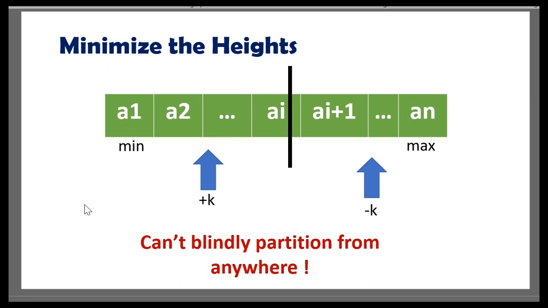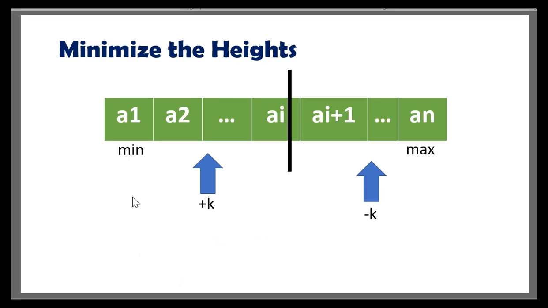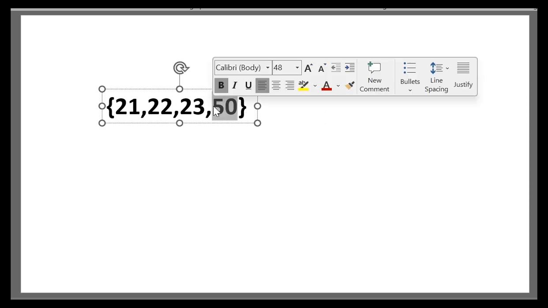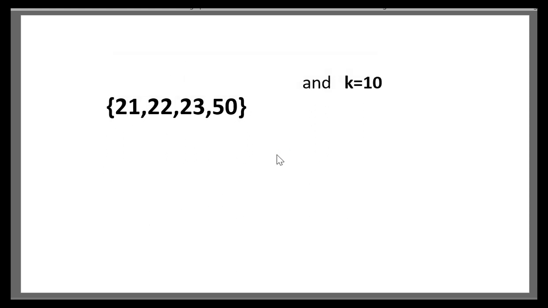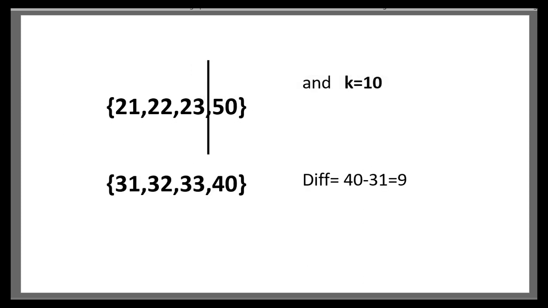We need to do this, but there is one thing: we cannot blindly partition from anywhere. So people, let's try to understand this in a better way using an example. Let's say we are taking this array for example. This is the given array and every element shows the height of a tower. This is the height of the largest one and 21 is the height of the smallest tower. The value of k is 10. If we partition our array from here, what will happen? This value will be decremented by the value of k and the starting three values will be incremented like this. So what is the difference now?